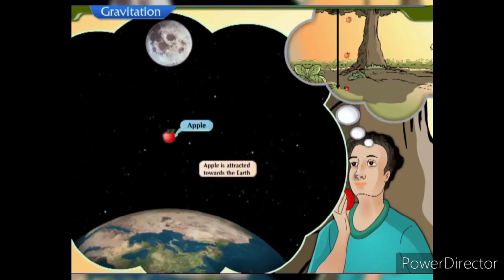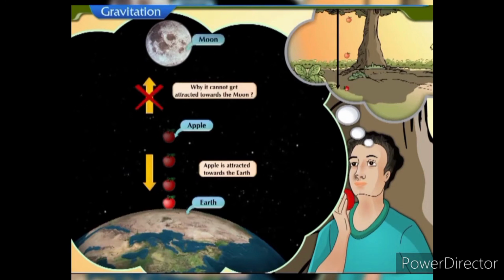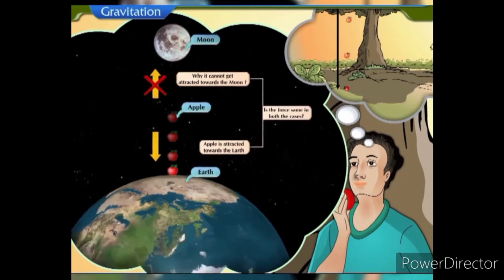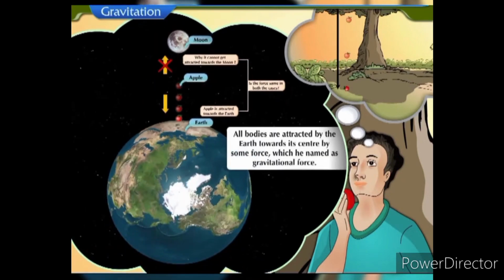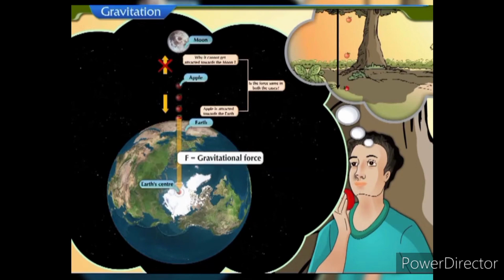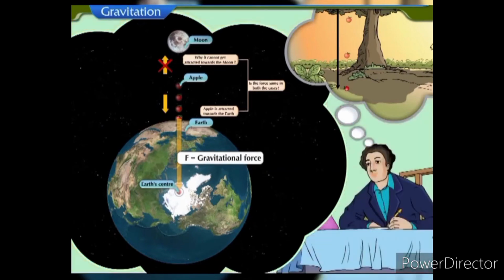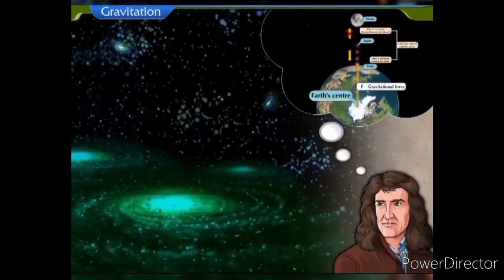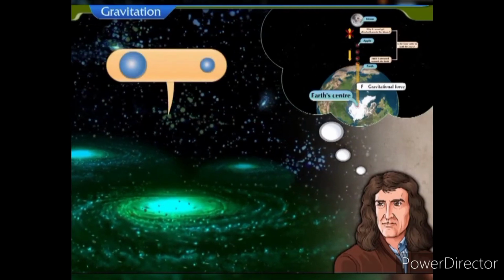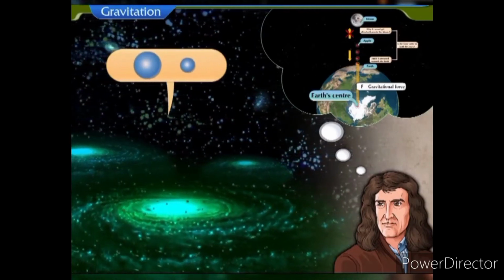He thought that if the apple is attracted towards the earth, then why can it not get attracted towards the moon? Is the force the same in both the cases? Newton observed that all bodies are attracted by the earth towards its center by some force, which he named as gravitational force. Newton generalized this idea and stated that gravity is not a property of the earth alone. In fact, every particle in the universe attracts every other object.